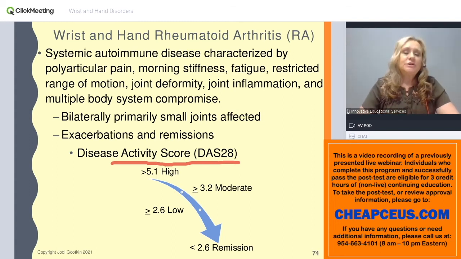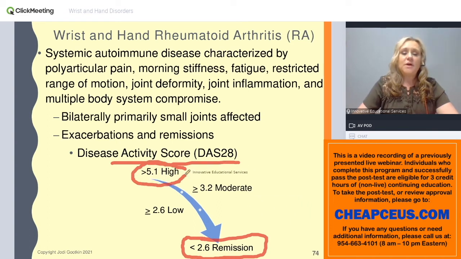The physician is going to utilize this tool, and it's a combination of information. The lab value of the erythrocyte sedimentation rate, the palpation of the 28 tender points and swollen joint count to see the extent of the disease. It also has a global assessment of health component because it is a systemic condition. If an individual is below a 2.6 score, they're in remission. If they are over a 5.1, that means they're in a state of high disease activity.